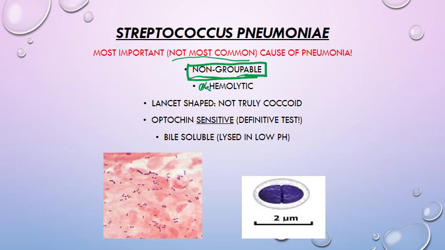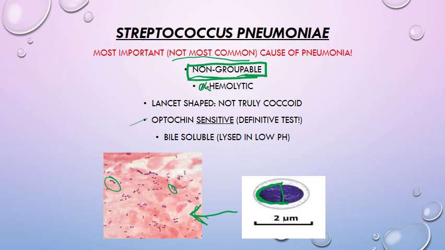When it grows, you can see it grows in short chains, but it can also grow in diplococci. We call it a cocci or a coccus, but really it's not truly coccoid. It's lancet shaped. So you can see here it's got almost a bullet shape. That can be slightly helpful in determination, but as you can see, these organisms are pretty small, so you might not be able to recognize its lancet shape.